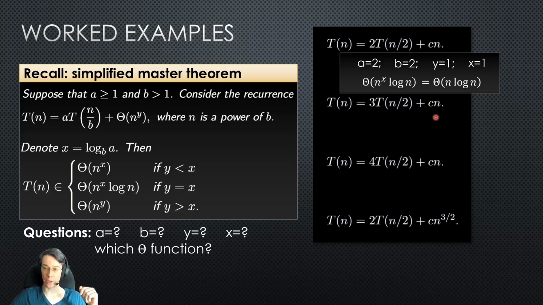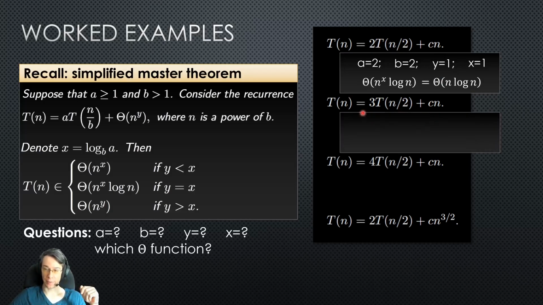Okay, how about this expression? So what's a? Well, it's 3, b is 2, y is 1, n to the 1, and then x is going to be log base b of a. So that's log base 2 of 3. And you could compute this explicitly on a calculator. You could also realize that this is going to be between, if you don't want an exact answer.